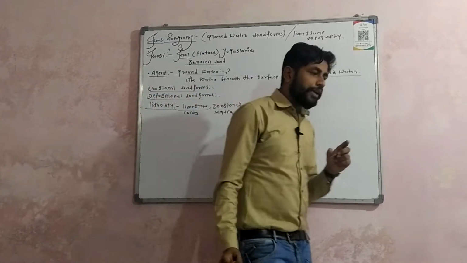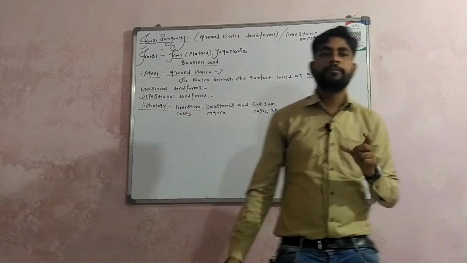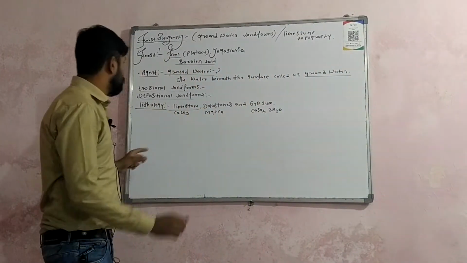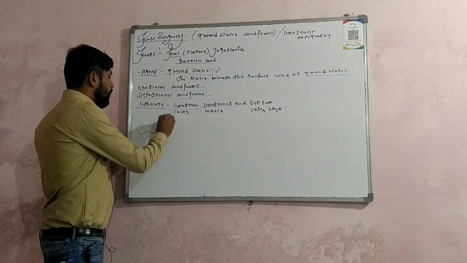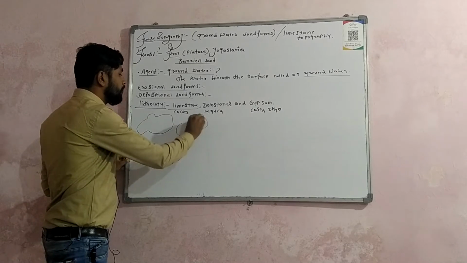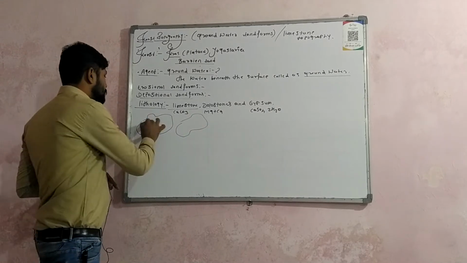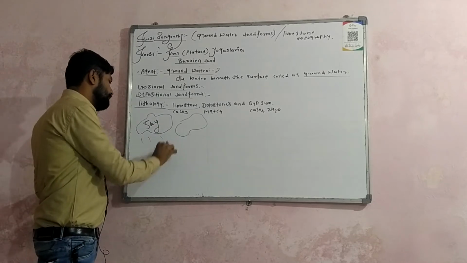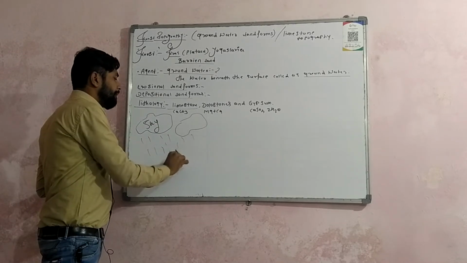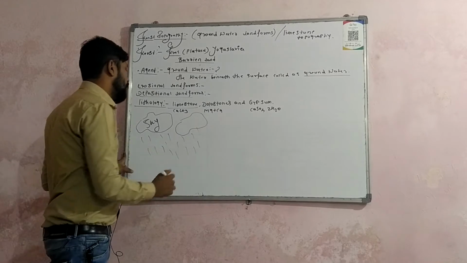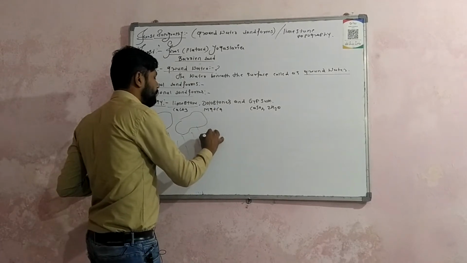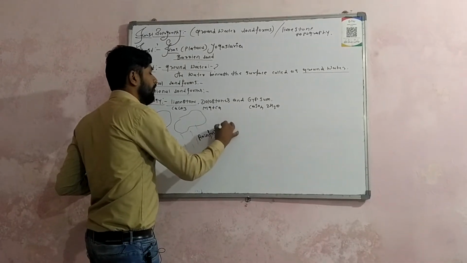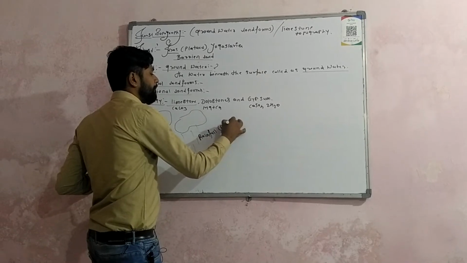Now, karst topography depends on heavy rainfall. Because in heavy rainfall, we'll deal with an experimental case: this is a sky, and from the sky there is a precipitation of water, continuous precipitation of water. We call it rainfall or precipitation.